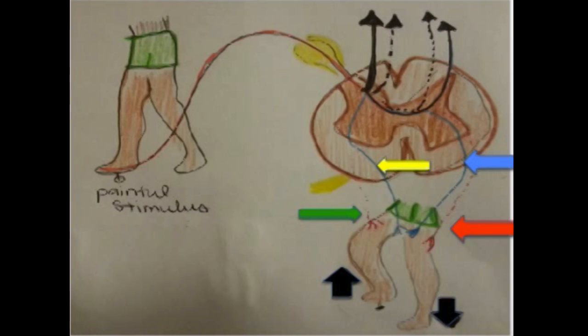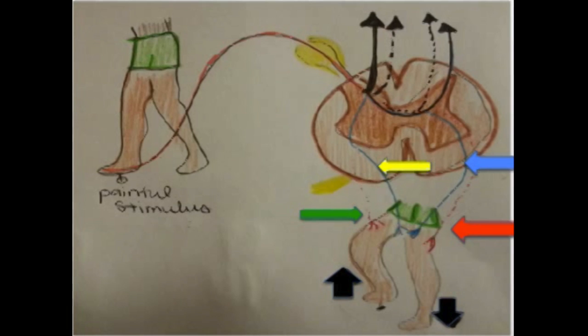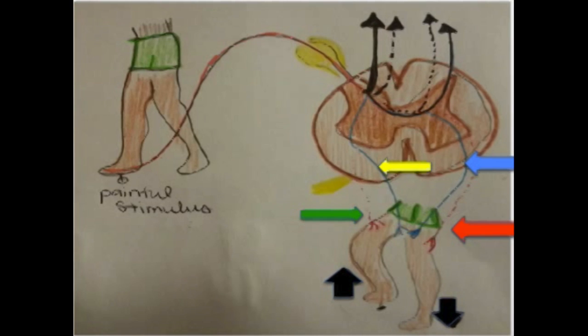At the same time, signals travel up the spinal cord and cause contraction of the contralateral muscles of the hip and abdomen to shift the body's center of gravity over the extended leg. In this picture, the green represents the extensor inhibited, the yellow arrow represents the flexor stimulated, the blue arrow represents the extensor stimulated, and the red arrow represents the flexors inhibited.